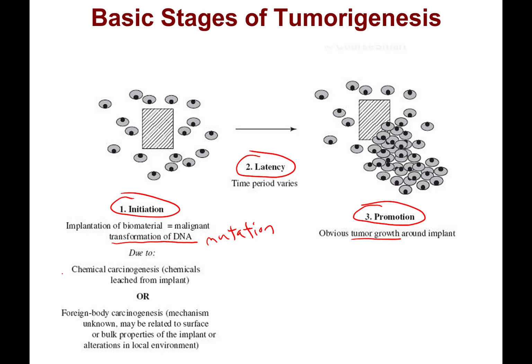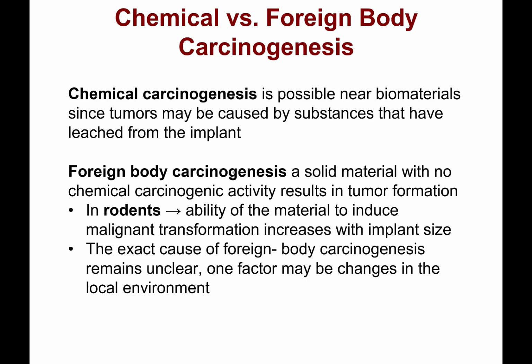So one option, so I'll label it as an A here, is chemical carcinogenesis. The second option, B, is foreign body carcinogenesis. So now let's talk about these two processes in a bit more detail. So chemical carcinogenesis is caused by substances leaching out of the implant. So these are mutagenic compounds.